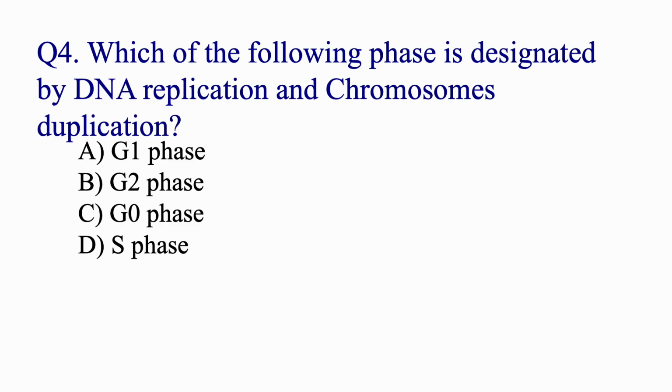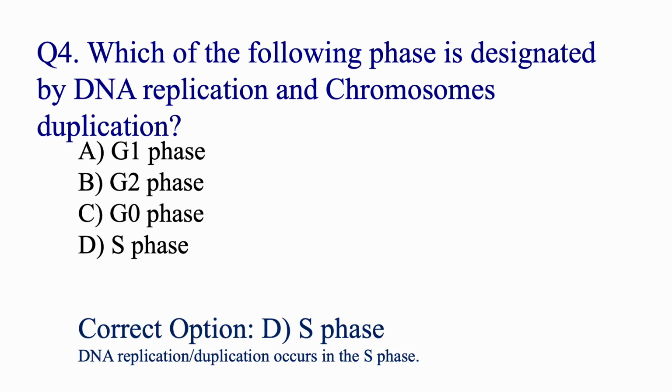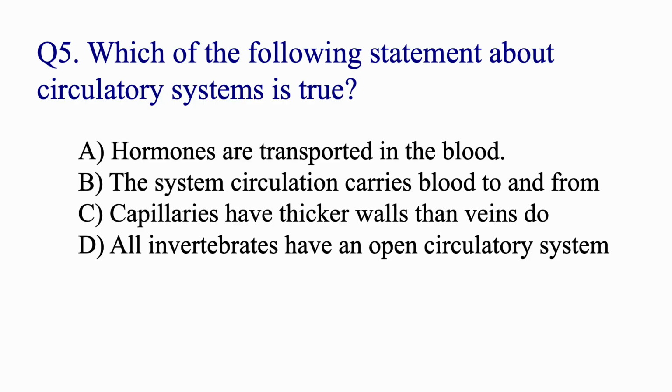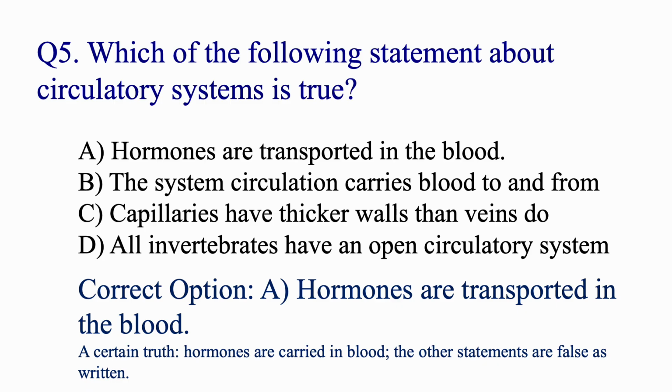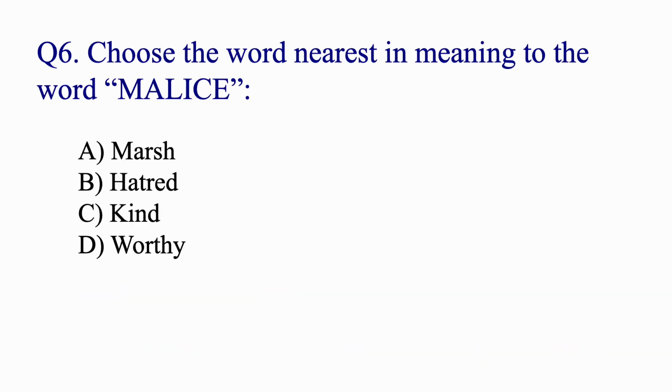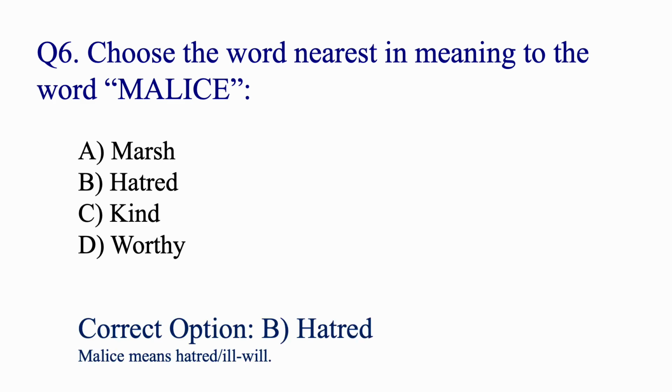Which of the following phase is designated by DNA replication and chromosomes duplication? S phase. Which of the following statement about circulatory systems is true? Hormones are transported in the blood. Choose the word nearest in meaning to the word malice. Hatred.